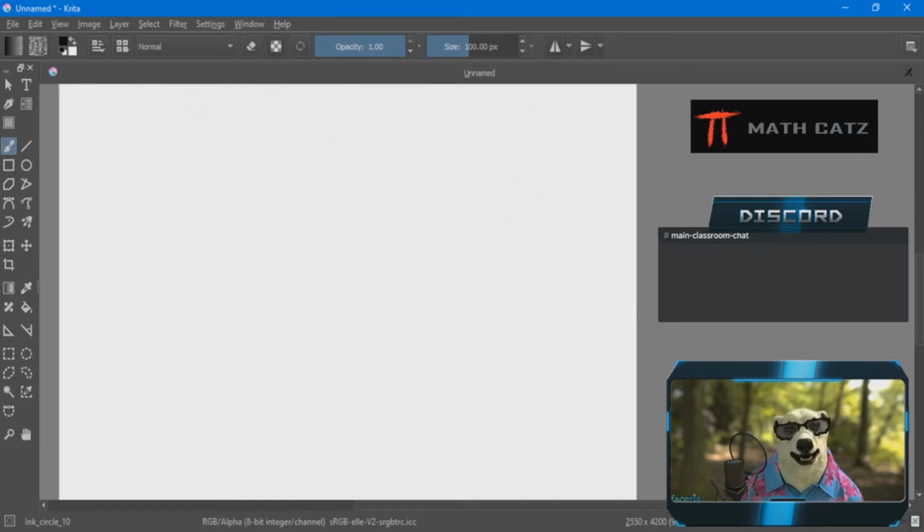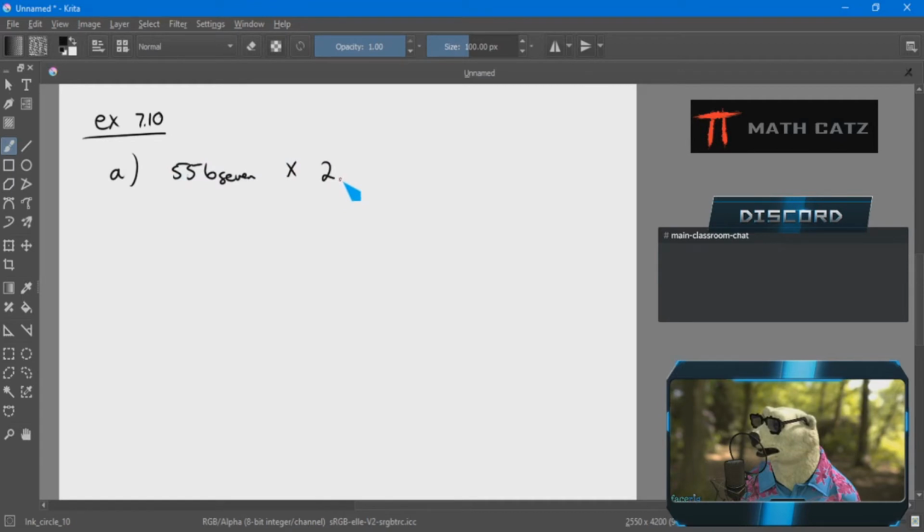So let's see, that should be exercise 7.10, and it is. And again, for the multiplication, we're not going to make the second number too big. So I have 5, 5, 6, base 7, and I am multiplying it by 2. I'll write the 7 everywhere. But really the 2 is kind of universal, right, because it's a single digit. But anyway, so my method says line it up. Give yourself some space if you want. And then we are ready to go.